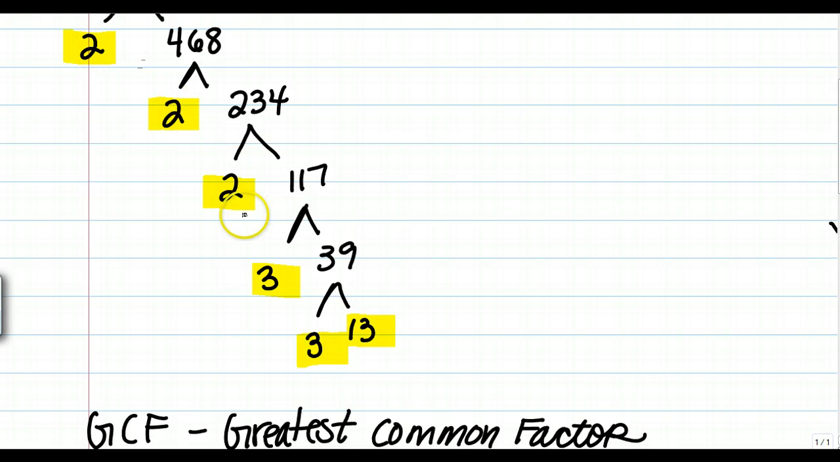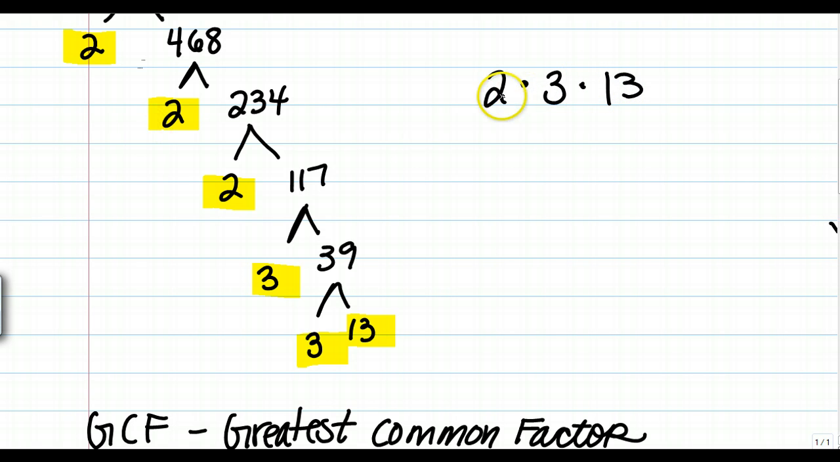And if you notice, I highlighted what is called my prime numbers. A prime number means that only 1 and itself go into that number. So only 1 and 2 go into 2. And only 1 and 3 go into 3. And only 1 and 13 go into 13. So those are my prime numbers, and you need to find those. Once you find your prime numbers, go ahead and write each prime number down.